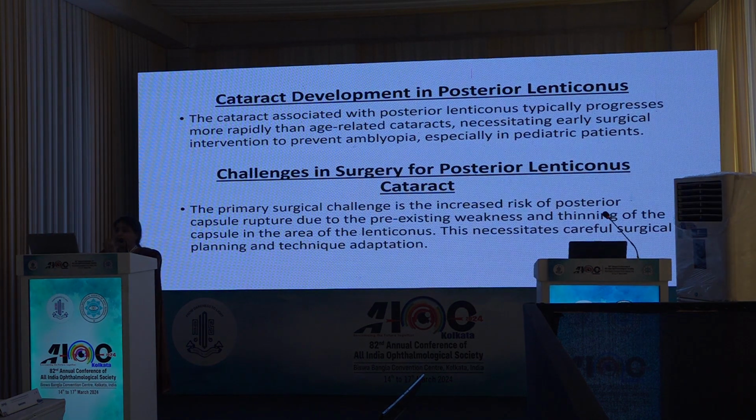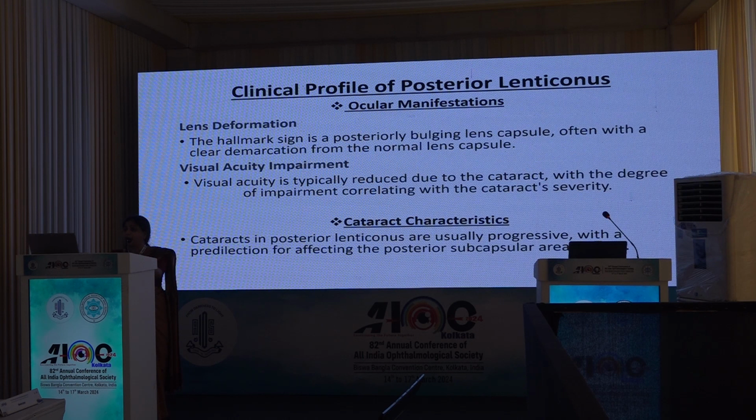So cataract associated with posterior lenticonus typically progresses more rapidly than age-related cataracts and is usually seen in pediatric cases, so it necessitates early surgical intervention. So what is the main challenge? The main challenge is the posterior capsule thinning. So there is already a pre-existing weakness. So what surgical strategies can we use?